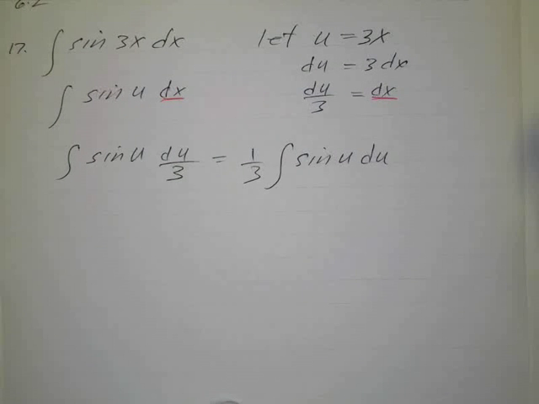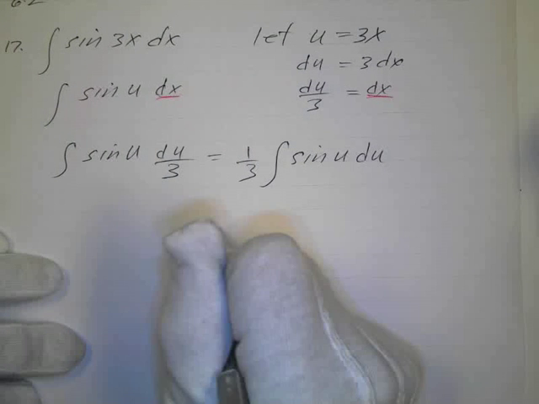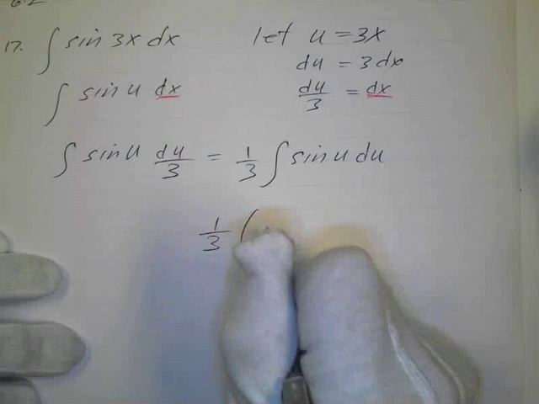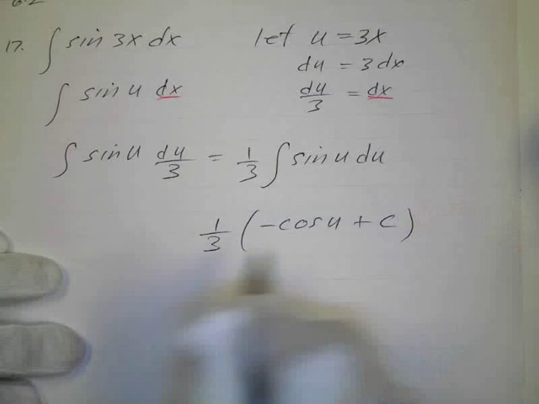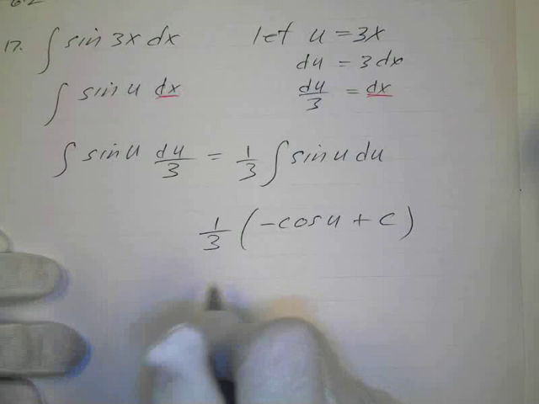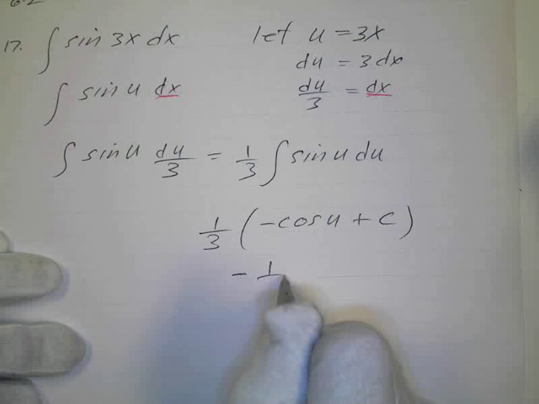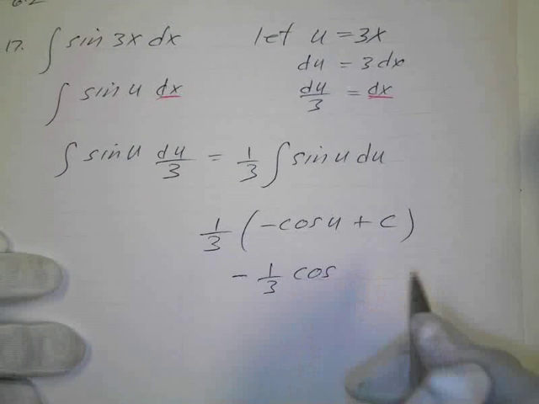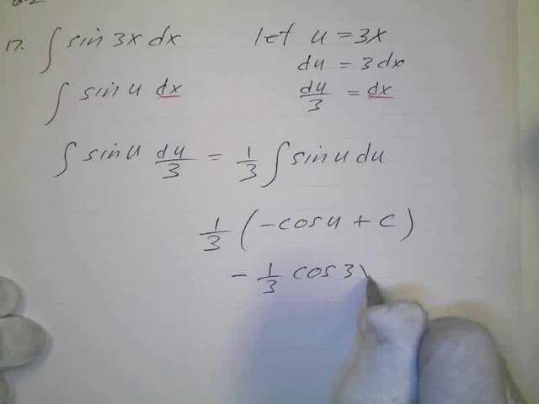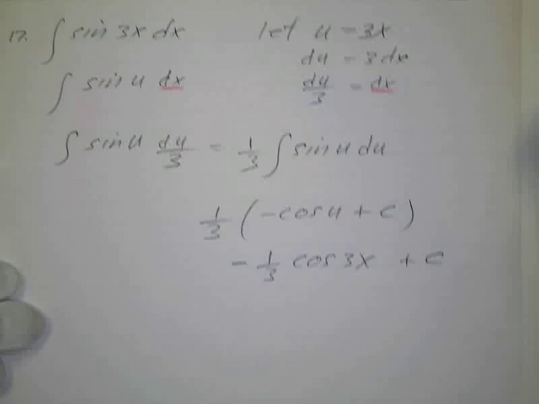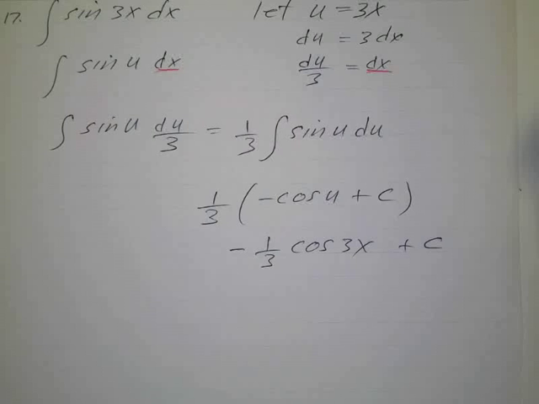And now I've got my formulas over on 332. And on 332, what's the antiderivative of the sine of u du? They've got that right over there. That's negative cosine of u. So I've got a 1/3 in front. And then I got negative cosine of u plus c. And I can multiply this, this 1/3 would end up being negative 1/3 cosine, and instead of u, what can I put? 3x plus c, and there's your final answer.